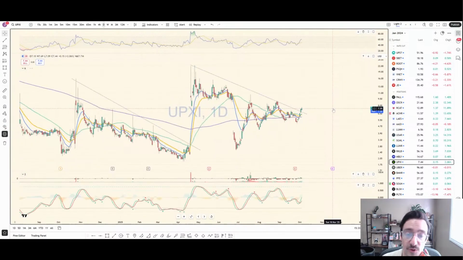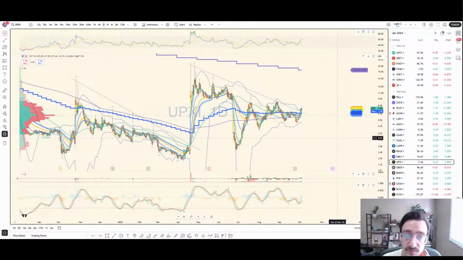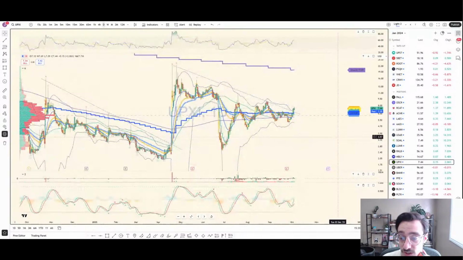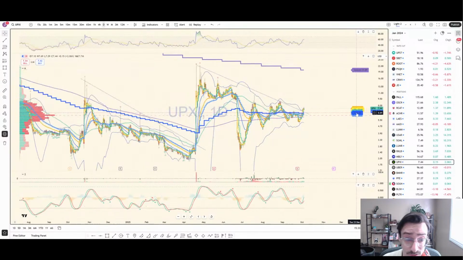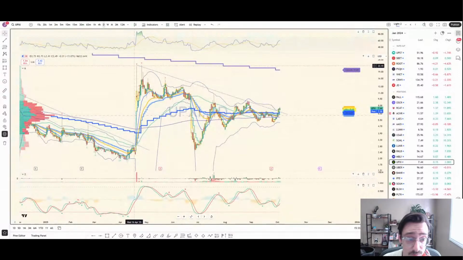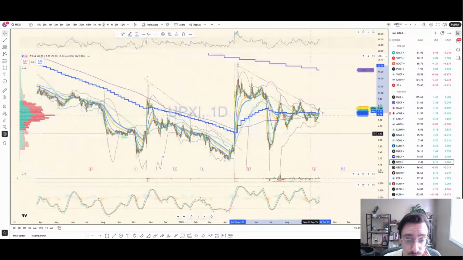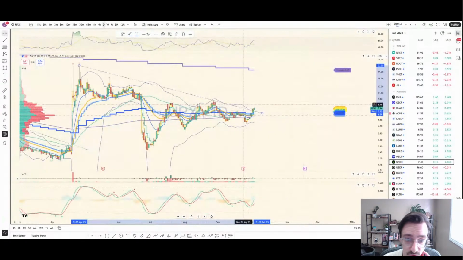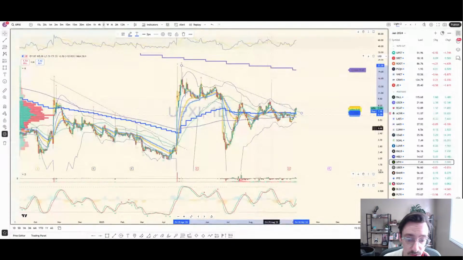Almost there, guys. A few more. UPXI. I gotta look up what this one does. I have no idea what this one does, but pretty cool chart, huh? Peekaboo. Nice flattened moving average clusters. You'll love to see that. Nice squeeze of the Keltner channel there. The Bollinger Band's going to be starting to push up. Like that. Good look.